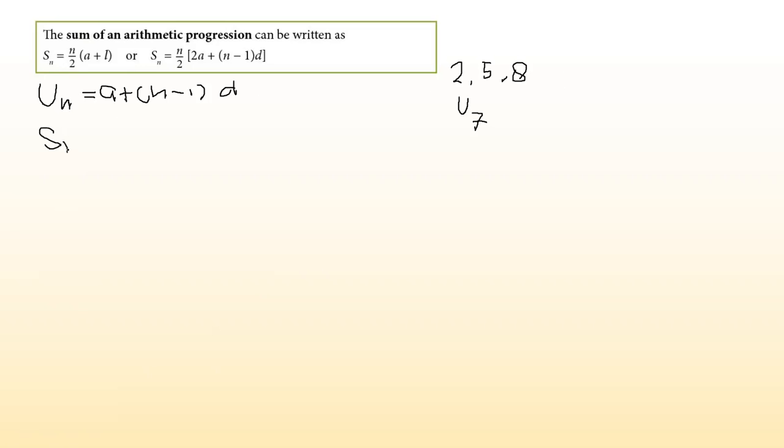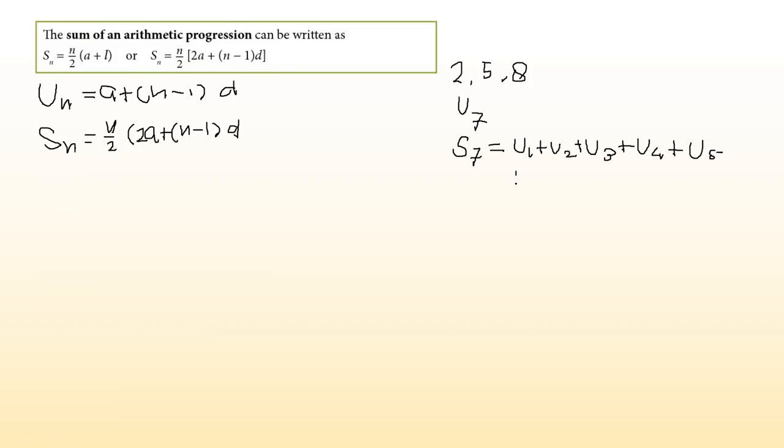While the Sn formula, N over 2 times 2A plus N minus 1 times D, is useful if you want to find, for example, S7. I recall that S7 is U1 plus U2 plus U3 plus U4 plus U5 plus U6 plus U7. Okay. All right. So don't confuse the formulas UN and Sn.